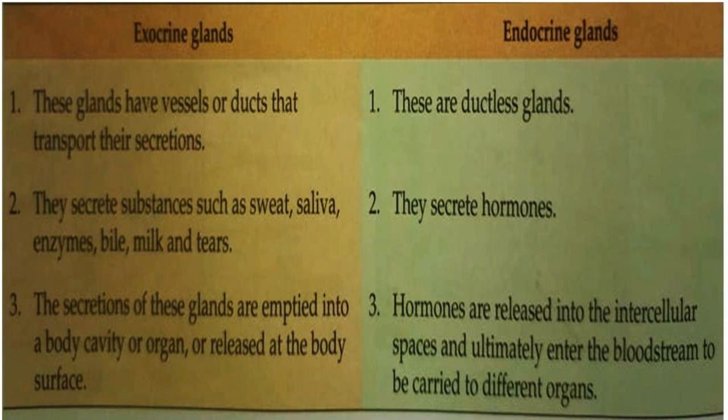Then the third point, the secretions of exocrine glands are emptied into a body cavity or organ or released at the body surface. But the endocrine gland is not like that. Hormones are released into the intercellular space and ultimately enter the bloodstream to be carried to different organs.